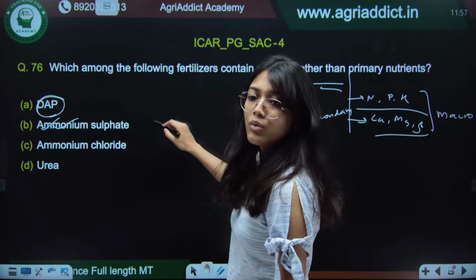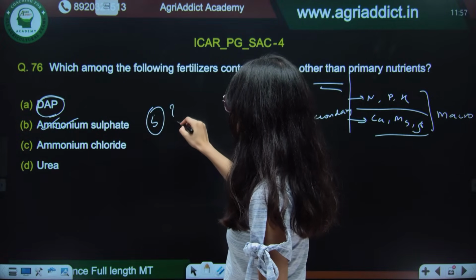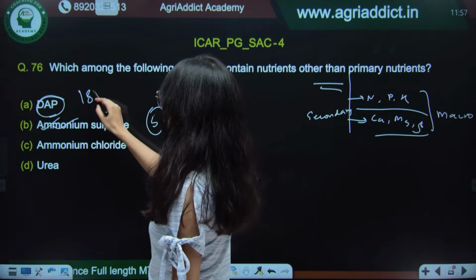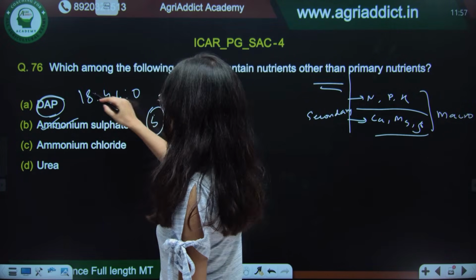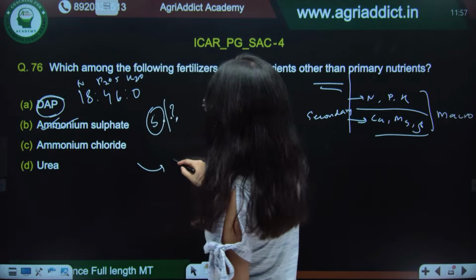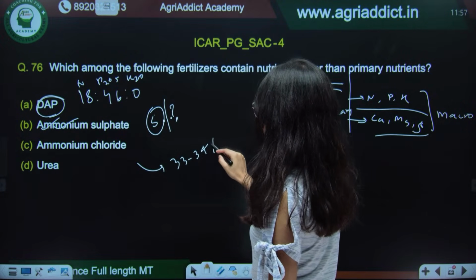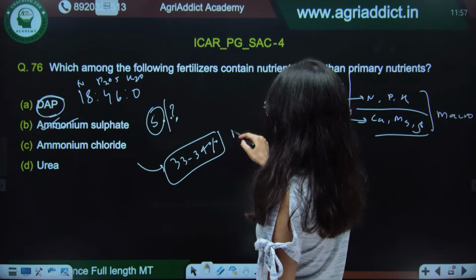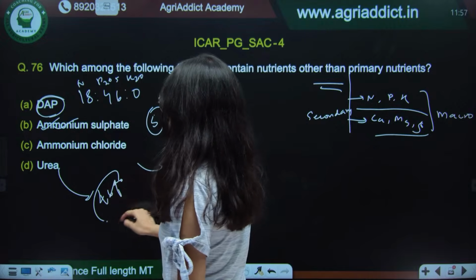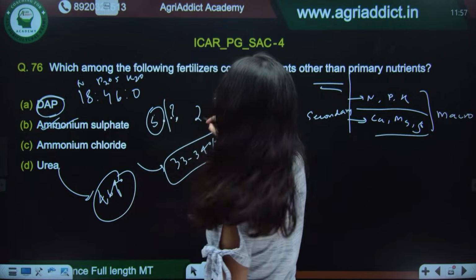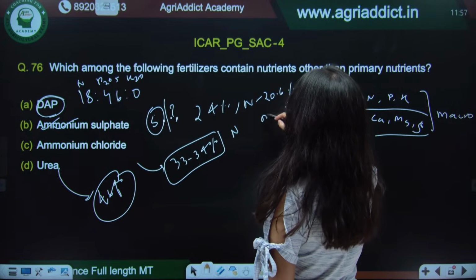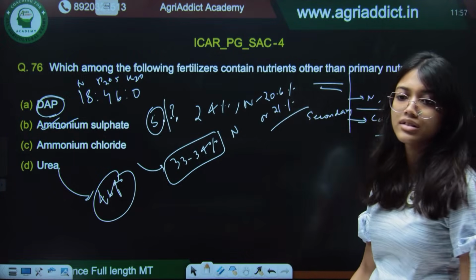Now, tell me, what is the percentage of sulfur in ammonium sulfate? For DAP, we generally have 18-46-0. This is N, this is P2O5 and this is K2O. For ammonium chloride, we have 33 to 34% nitrogen. Then for urea, we have 46% nitrogen. Ammonium sulfate has 24% sulfur, and the nitrogen is 20.6% or 21%.